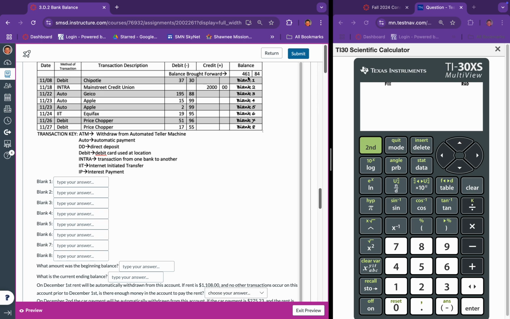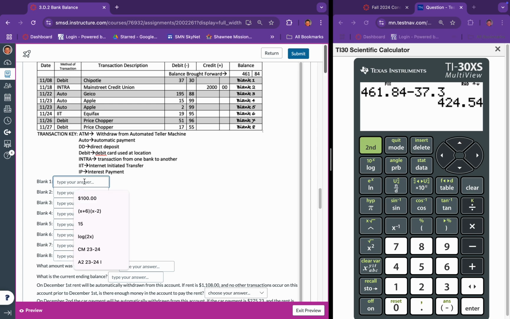So we're going to put $461.84 in the calculator. Then we notice that the very first thing that happened here on November 8th, we used a debit card at Chipotle, and we spent $37.30 at Chipotle. So we are going to subtract $37.30 from our account and find out that when we left Chipotle, what we had remaining in our bank account was $424.54.